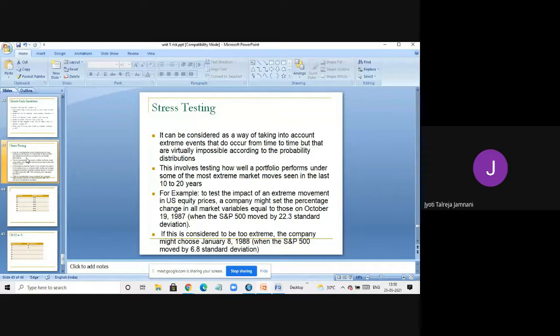In history there are certain extreme events where the markets have fallen very badly. So you test your portfolio with that event. On that day, or in that period, what were the share prices? You compare your today's portfolio with that, and you get to know how much maximum you're losing. Another example: if 1987 was too extreme, in 1988 the deviation was 6.8%. That means the market fell by 6.8%, so you can compare that. I hope you understood what stress testing is. It's nothing but comparing your today's portfolio with the worst that has happened in the past.